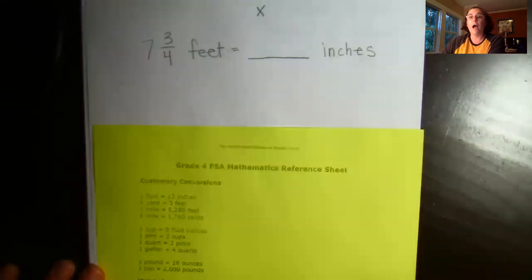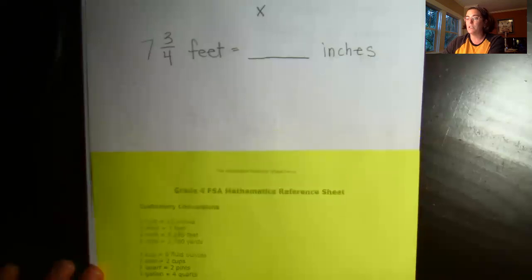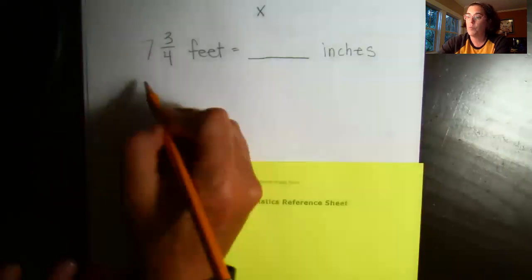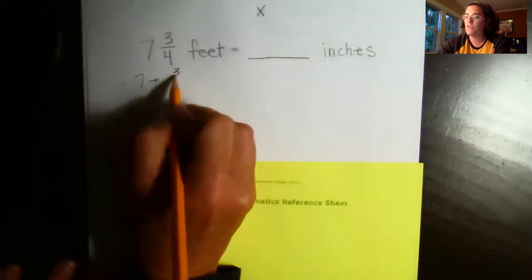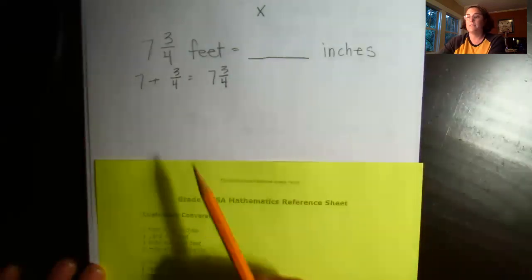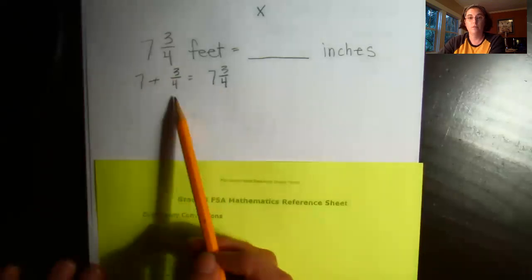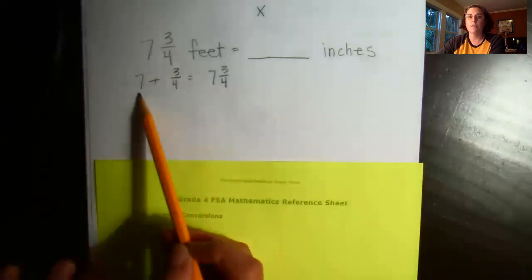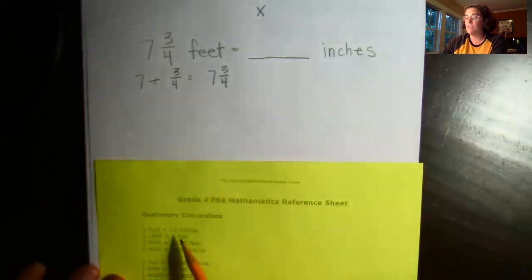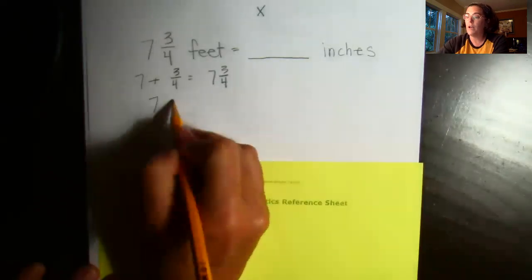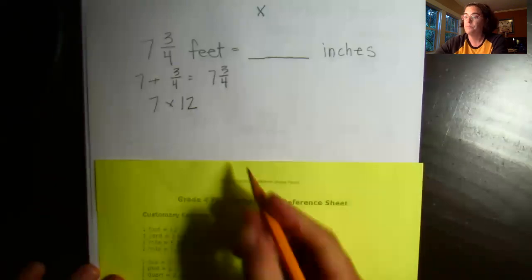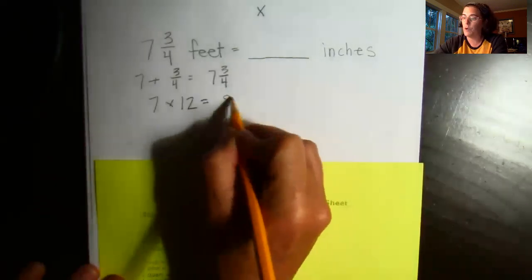All right. Now I'm going to break apart this fraction, 7 3/4. Remember, we learned before that 7 plus 3/4 equals 7 3/4, right? So I can break this number up into the whole number part and the fraction part. And now I'm ready to work. So I have 7 feet, and I'm going to multiply it by 12 because 1 foot equals 12 inches. And 7 times 12 is 84.